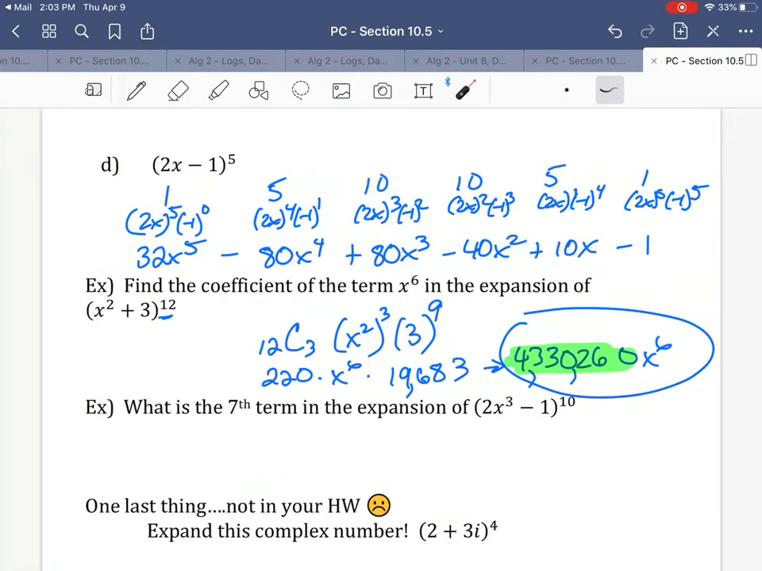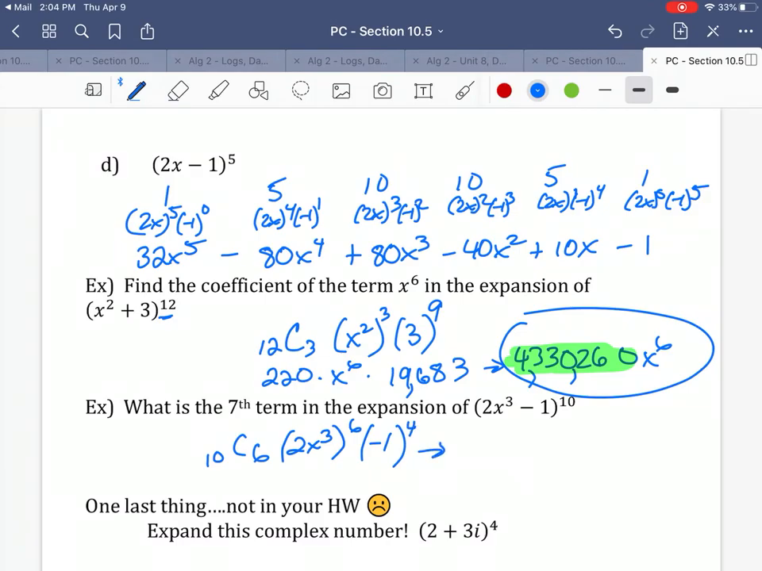I'm sorry, it'd be 10 choose 6. So anyway, if I'm trying to do this seventh term, since I was starting with 0, I'd be doing choose 6. So here we go, I got 10 choose 6. That means I'm going to have 2x to the third to the sixth power, and then I have -1 to the, has to add up to 10, to the fourth power.